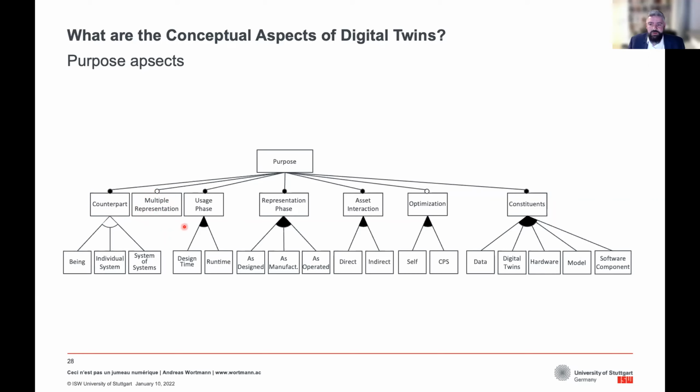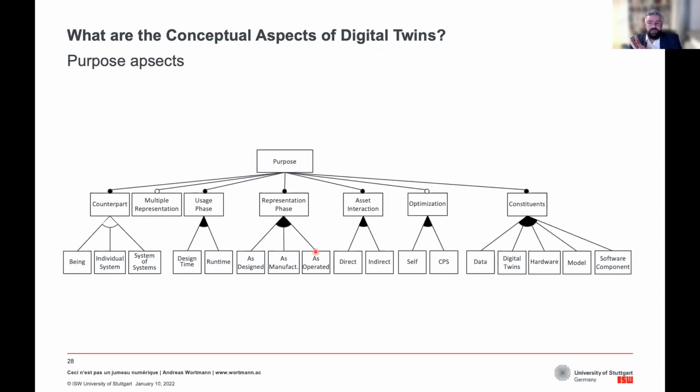You need also to identify whether you want to use the digital twin at design time or at runtime. At design time, the thing that you're twinning doesn't exist necessarily, whereas at runtime, you can work with real runtime data. And orthogonal to that, you can also think about different representation phases. So the digital twin as designed usually is a very idealized version of your system. The digital twin as manufactured will have deviations due to manufacturing. And these might impact the precision of the model and the services you get.